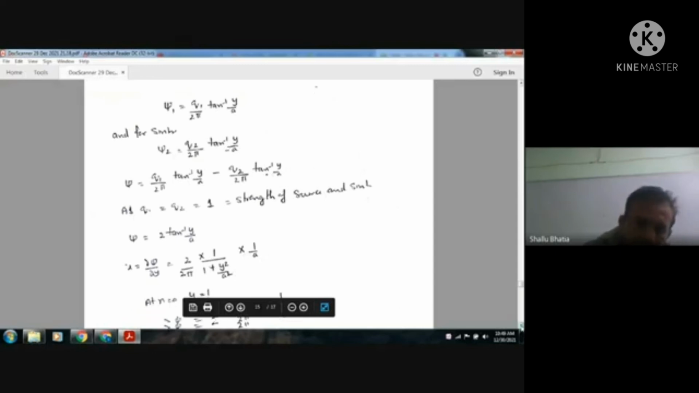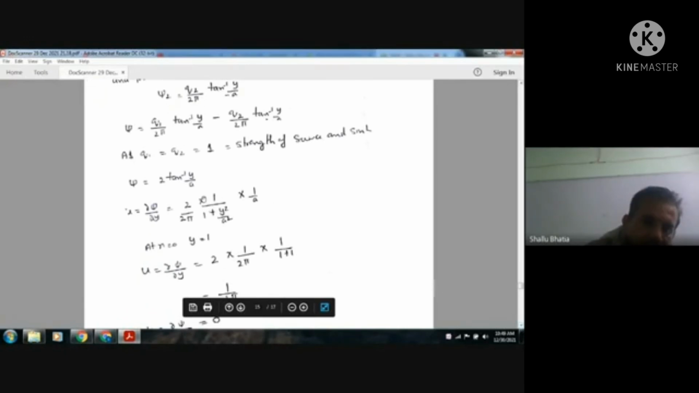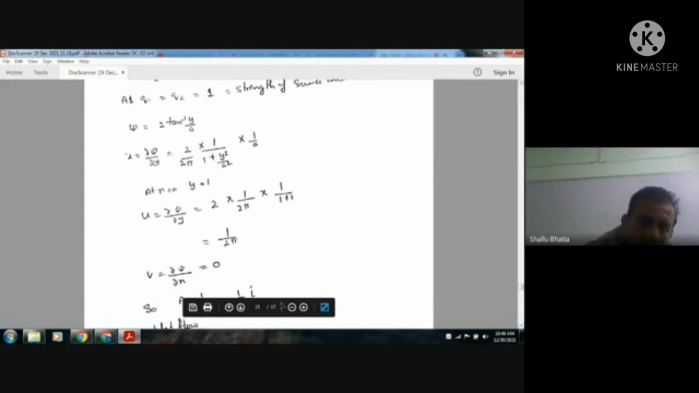So at x equal to 0 and y equal to 1, because we have to find the velocity at this point, u will be 2 by 2 by 1 by 2, so it will be 1 by 2.